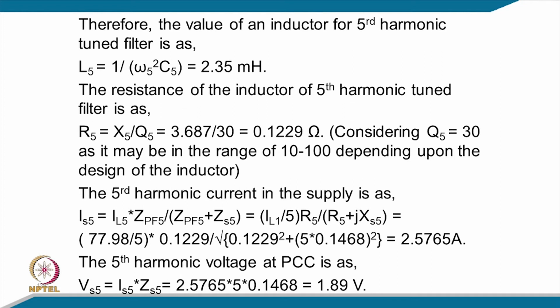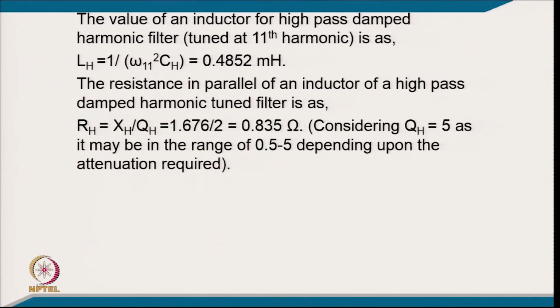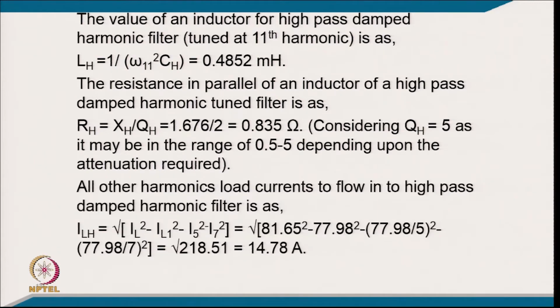Keeping the value, it comes 0.9744 volt, and the value of the inductor for the high pass damped filter for 11th order will be 1 upon 11 square into CH. So, it comes 0.4852 milli Henry, and the resistance in parallel with the inductor for the high pass damped filter is equal to XH upon QH. Taking a quality factor of 2 and putting the value, it comes 0.835 ohm, and all the harmonic load current flows into the high pass damped filter.